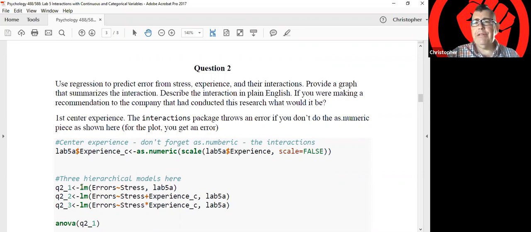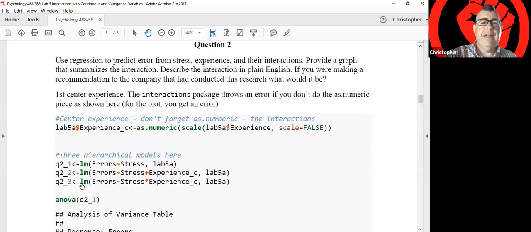Just centering it regularly does produce a numeric variable, but there's some attributes to the variable that are causing problems from the interactions package. There's a lot of people who have commented on the interactions package about how that's an issue, but the author of the package doesn't seem to think it's a big issue because it can be fixed in this way.